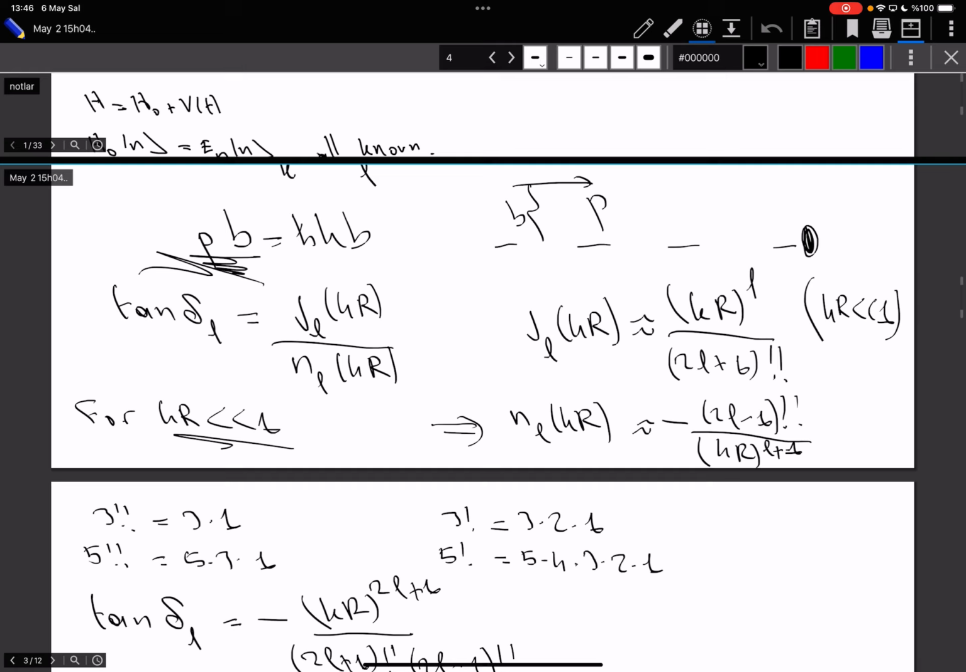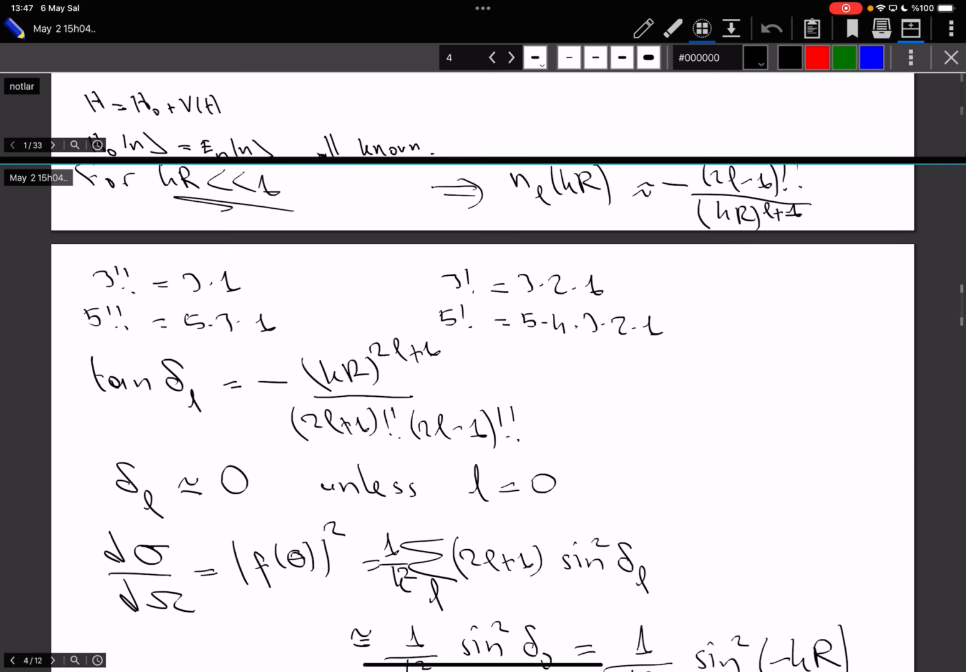If you have low energy, that means low momentum. And remember, angular momentum is momentum times the distance. And for scattered particles, that distance can be at most the size of the shell. So that's a small number also. A small momentum times a small distance, the angular momentum will be small.